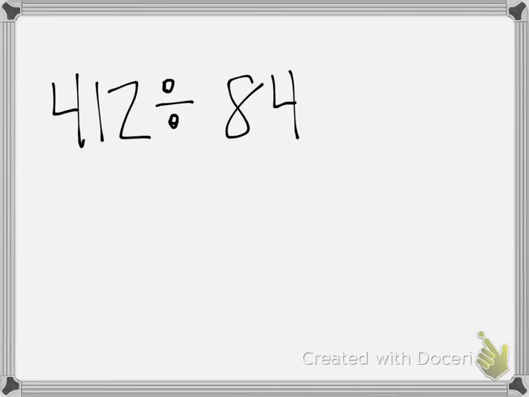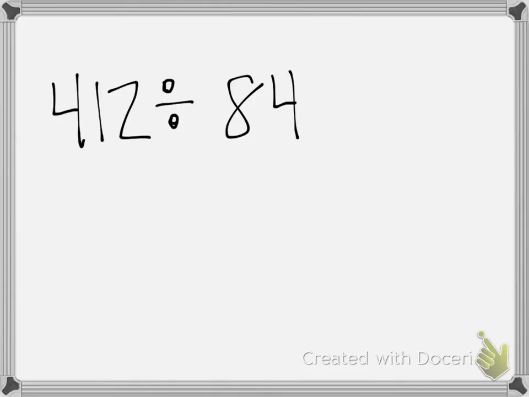So let's do one more together and then I'm going to have you try some on your own. So we are going to do this one together: 412 divided by 84, and you still are estimating using compatible numbers. So on your test, you have to make sure that you're reading the directions, and when it says estimate using compatible numbers, we have to remember how to do that.